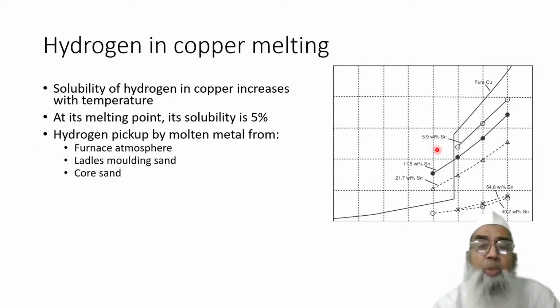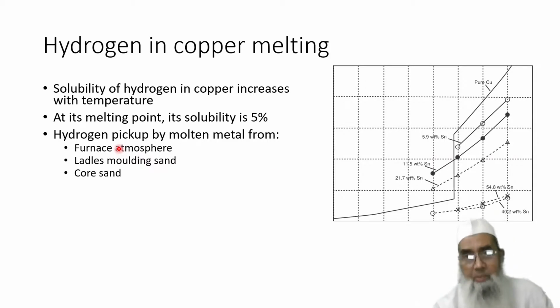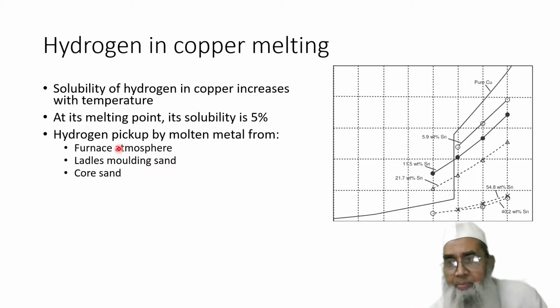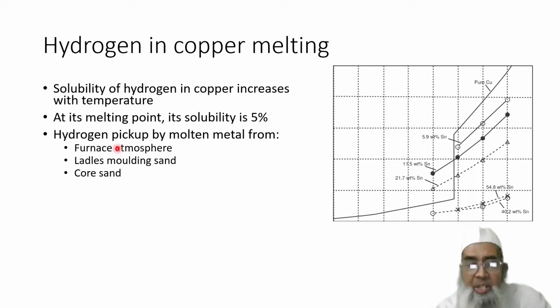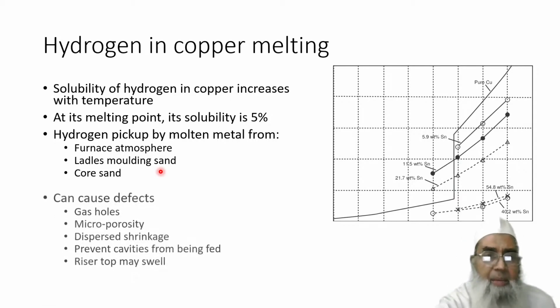Now, hydrogen is picked up by molten metal from the furnace atmosphere, because there can be moisture content in the combustion air, and that can be picked up by the copper melt. Also, in the ladle, the moisture content of the molding sand or the cold sand can react with the molten metal and give hydrogen, which can be picked up by the metal itself.